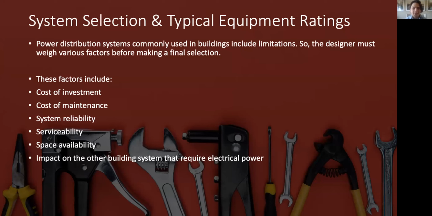Hello. Once again, my name is Grant Ozerchuk, and I will be discussing system selection and typical equipment ratings, three-phase versus single-phase wiring, common voltage ratings, coordination with other design decisions, and then preparation of electrical plans and specifications.